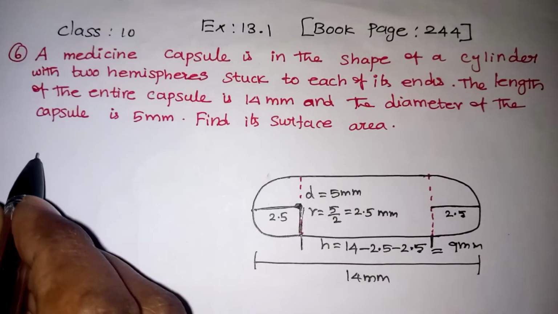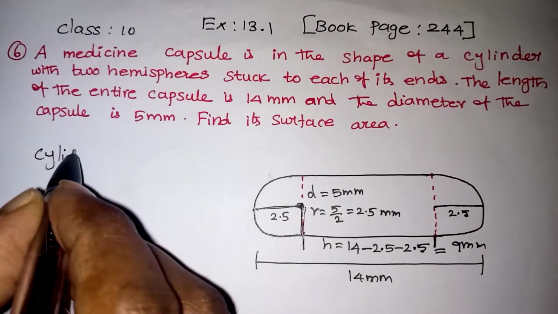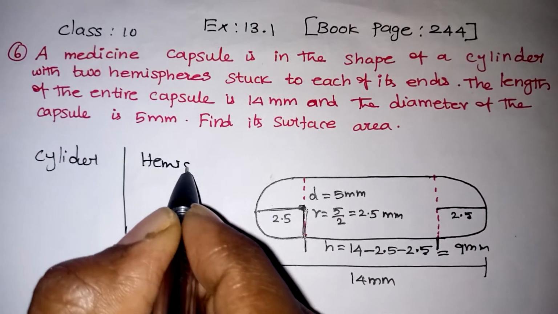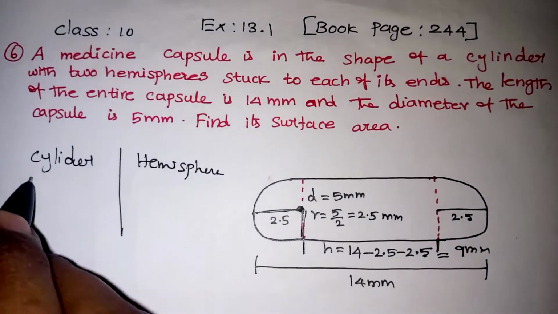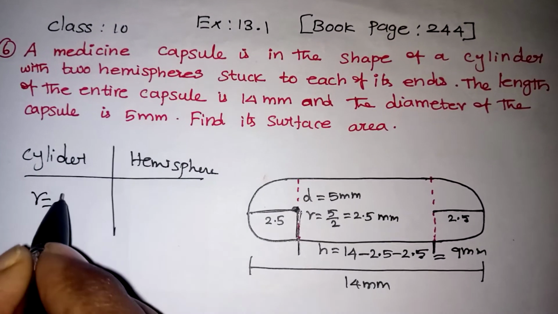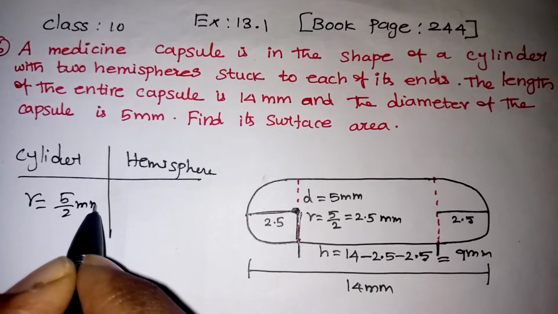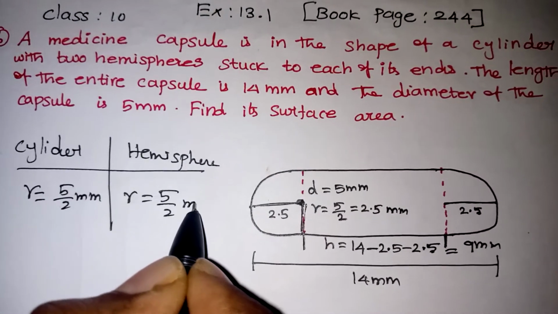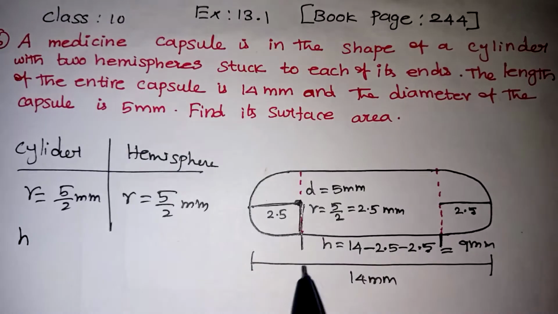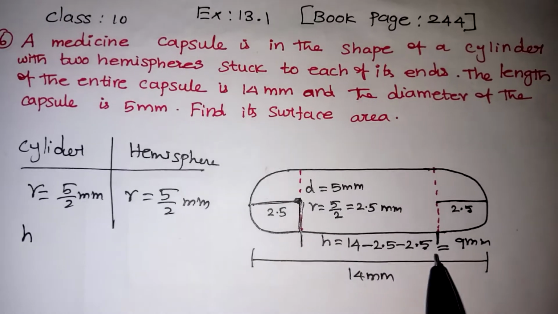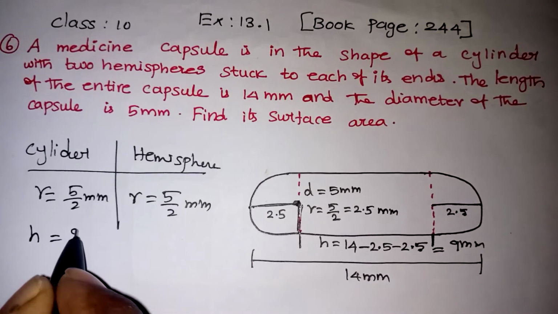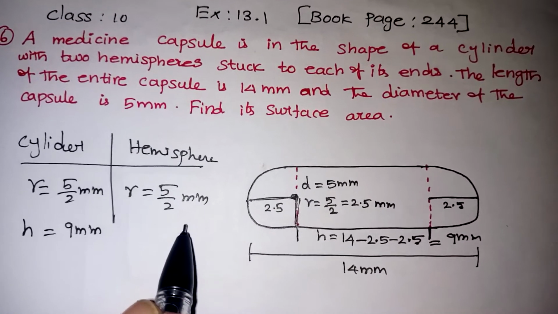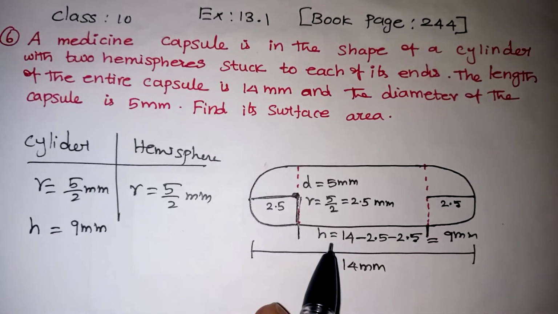Now let's write whatever is given in the question. They have given a cylinder and hemispheres. So the cylinder radius is 5 by 2 millimeter. Same way for the hemisphere also the same radius, 5 by 2 again. For the cylinder height, what we have found is 14 minus 5, which is 9. So height is equal to 9 millimeter. For the hemisphere, height we will never use in any formula. Only for the calculation part we have to think over it.